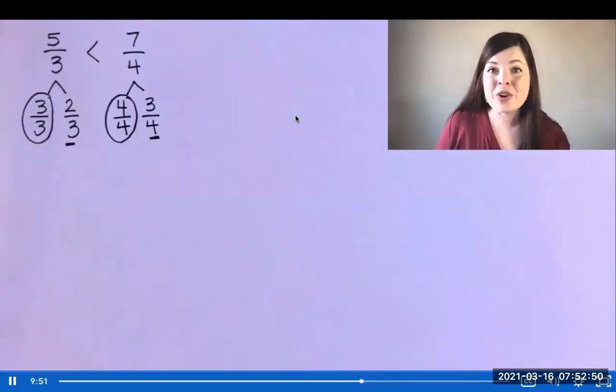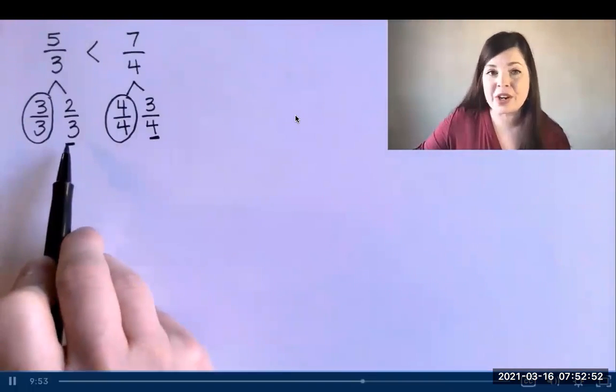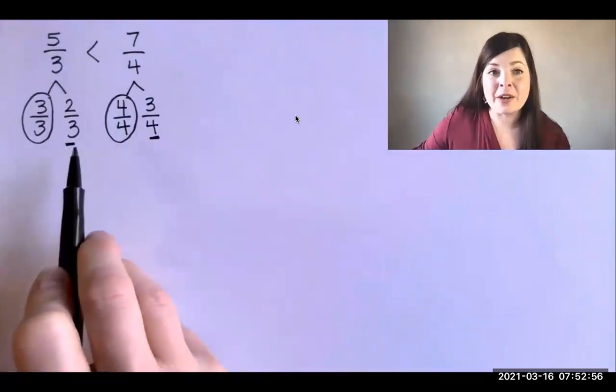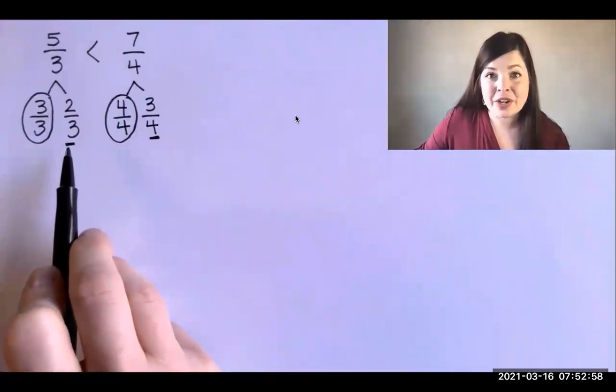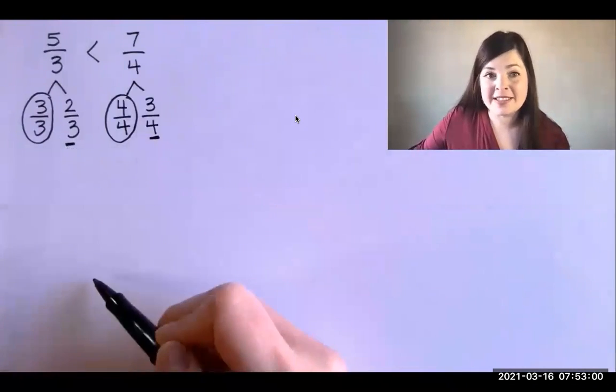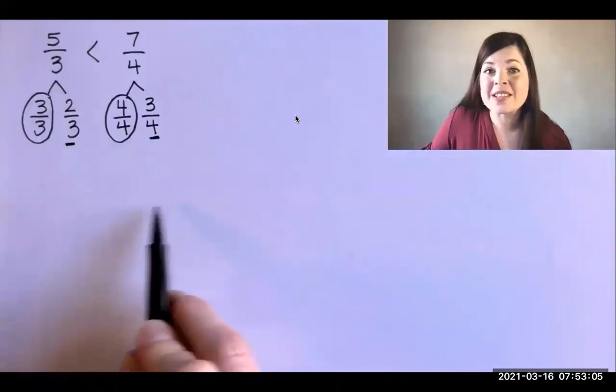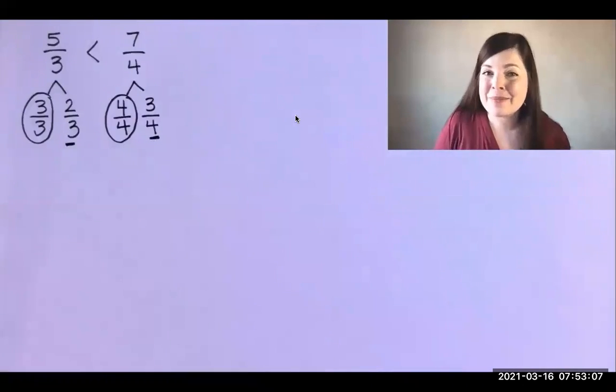Pause the video and draw an area model to represent 2/3 and another one to represent 3/4. In the first area model, partition it into thirds using vertical lines, and partition the second area model into fourths using horizontal lines. Try to make your units as equal as you can, but remember, they don't have to be perfect. I'll be here when you get back.